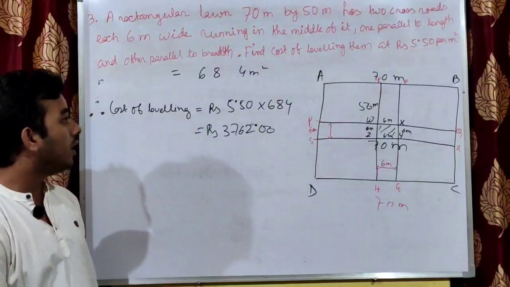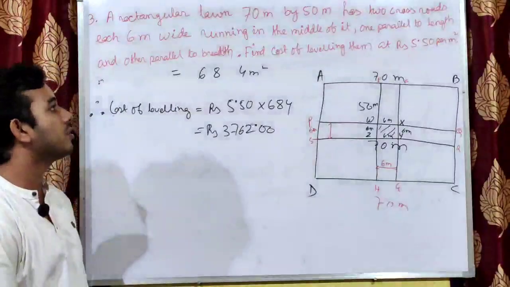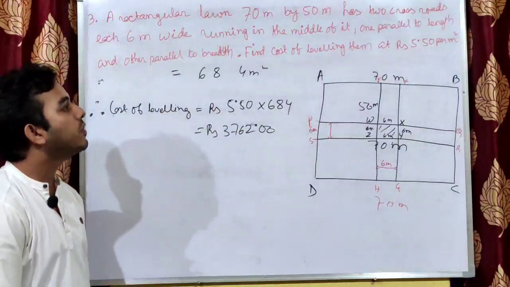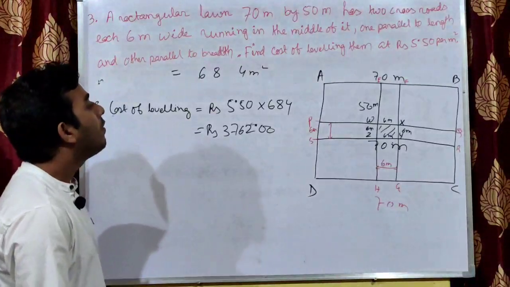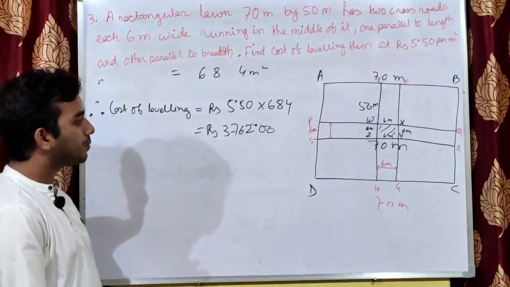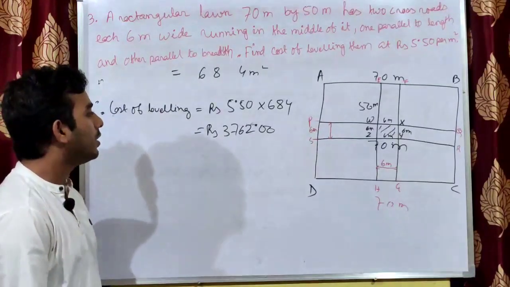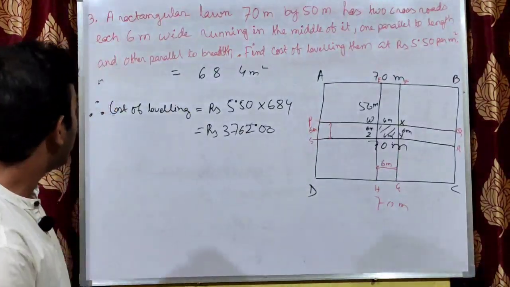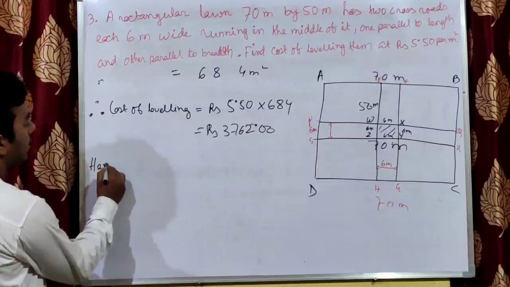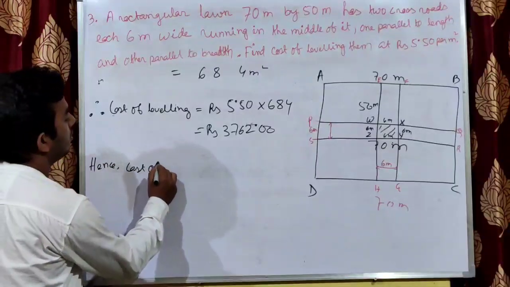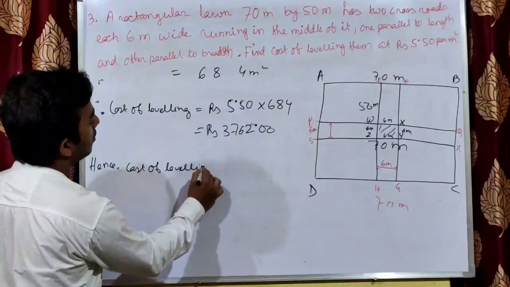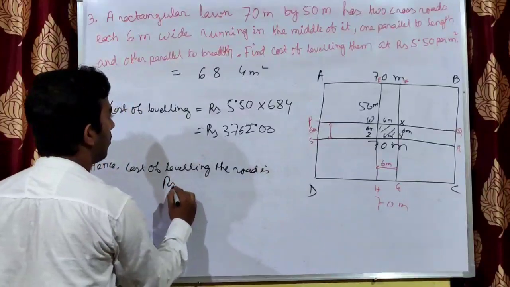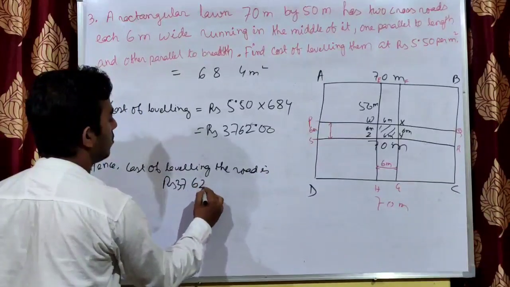So we have solved. Then we got our total area of leveling as 684 meter square. Now we have to level them, and cost of 1 meter square is how much? Rupees 5.50. So total cost will be 5.50 into 684. So we have found rupees 3762. So at last we can write, hence cost of leveling the road is rupees 3762.